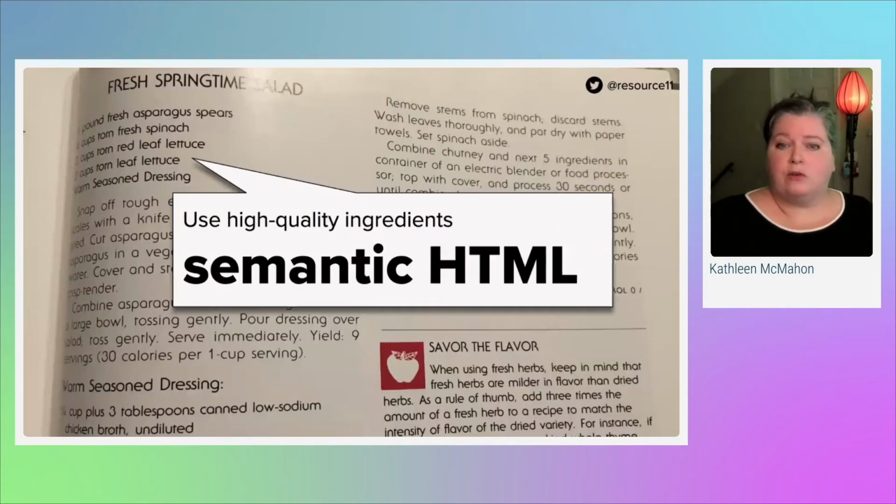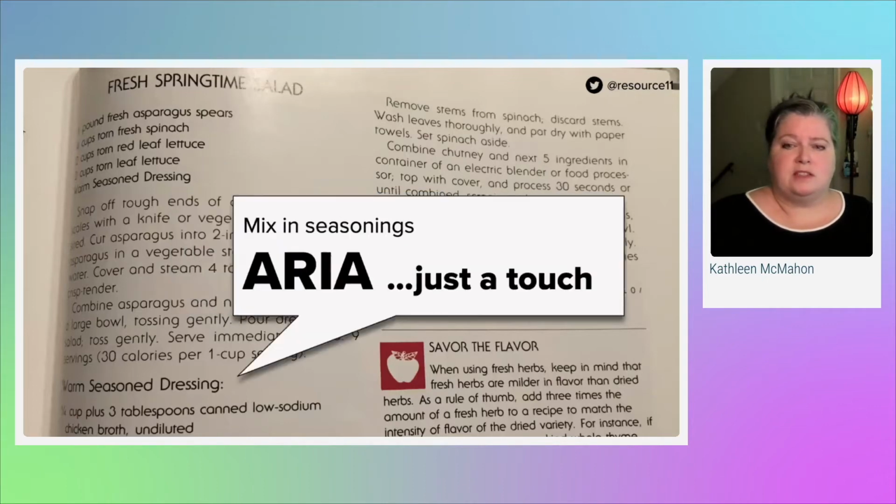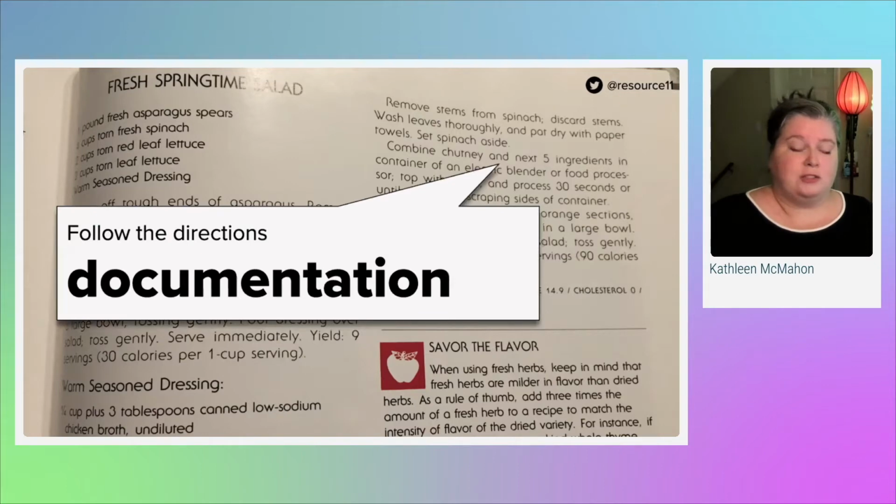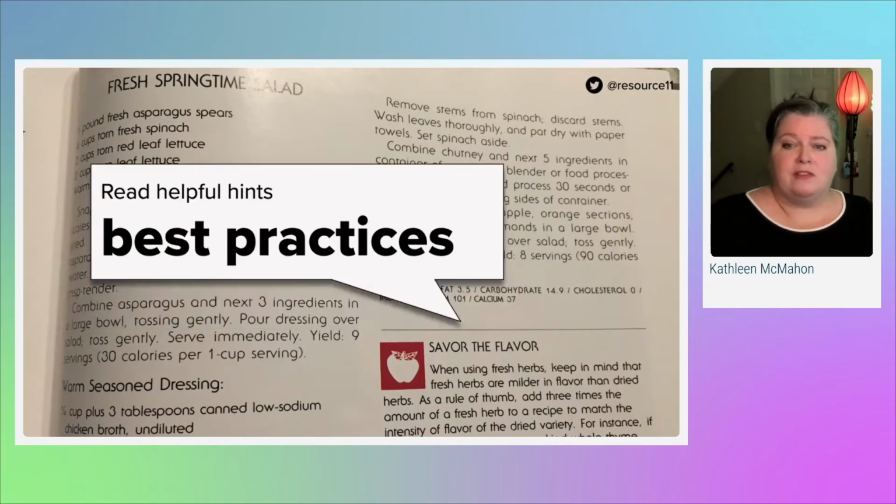First, you start off with your high quality ingredients. That's your semantic HTML. You mix in some seasonings, just a touch of ARIA attributes. Follow the directions, that's your documentation, and provide helpful hints as best practices for your users. Let's take those principles. Hi, Thor, that's my cat, Thor. Let's take those principles and apply them to some components.